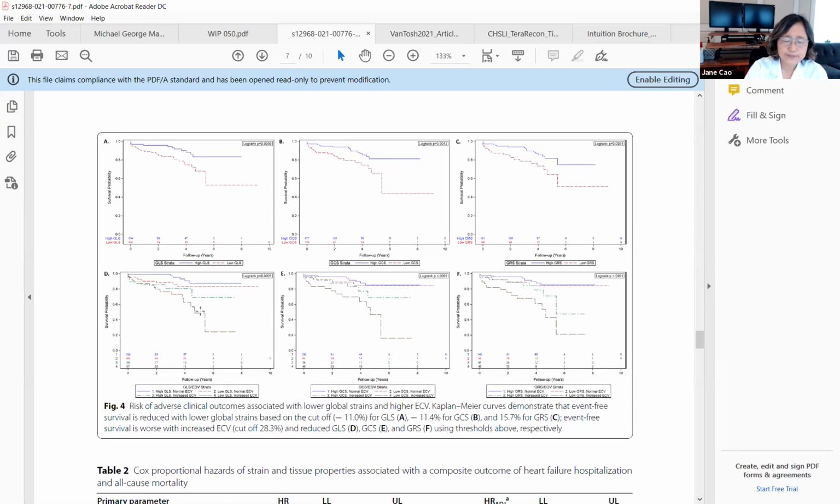Next, we stratified the higher or lower strain with normal or abnormally increased ECV, as shown in the figures in the lower panel. Those with both reduced strain and increased ECV, in brown, had the worst event-free survival. Among those with increased ECV but higher strain, shown in the green line, also had reduced event-free survival, but to a lesser extent. Interestingly, those with normal ECV, whether strain was higher or lower, shared a similarly favorable event-free survival on the top.